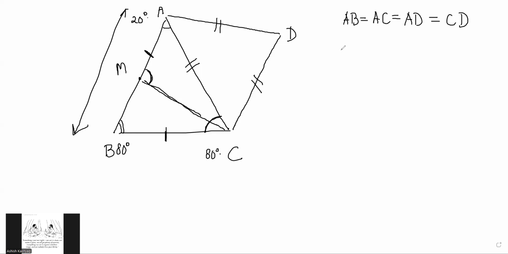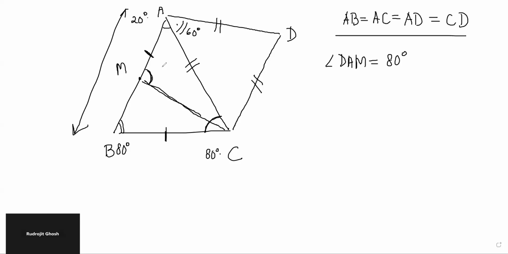So now we know these four sides are equal. We can find angle DAM. Let's find angle DAM. That is obvious. It is 80. Why? Because 60 for the equilateral triangle plus 20. The angle is 80, obviously, right?